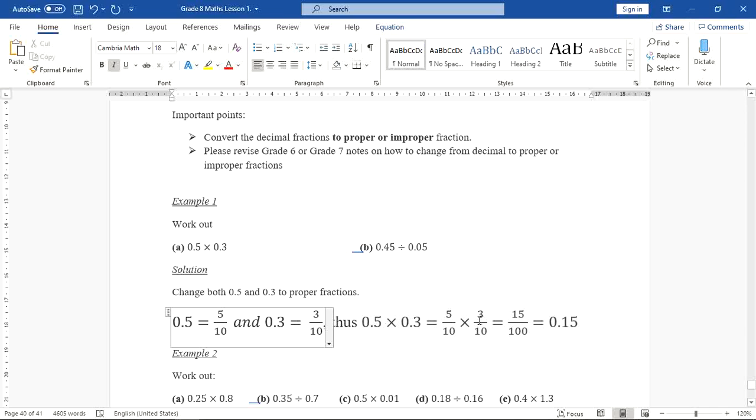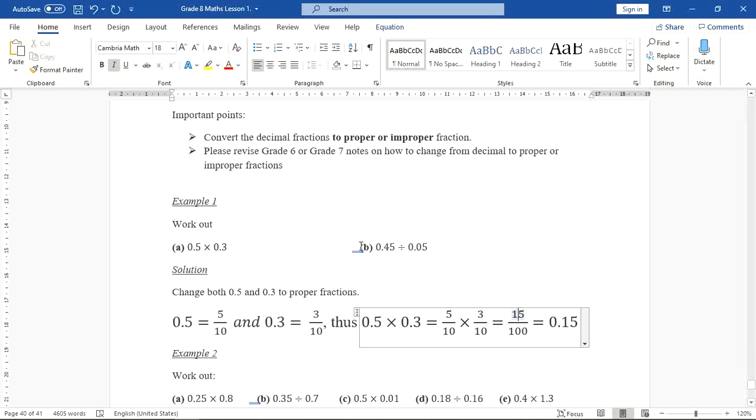Because what you need to do is multiply the numerator with the numerator to give you 15, and the denominator times the denominator to give you 100, and then 15/100 will give you 0.15. So 0.5 times 0.3 is equal to 0.15. You are expected to do this in paper 1 without a calculator, so if I were you, I'd really practice.